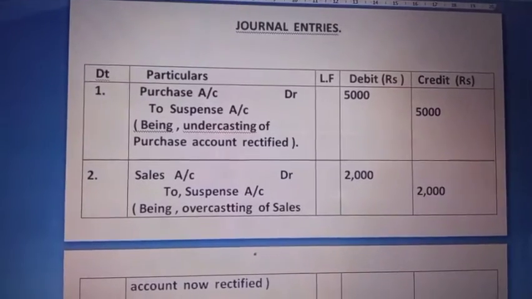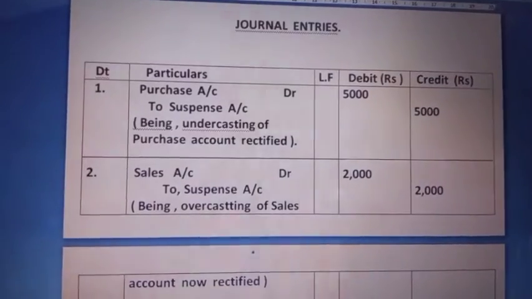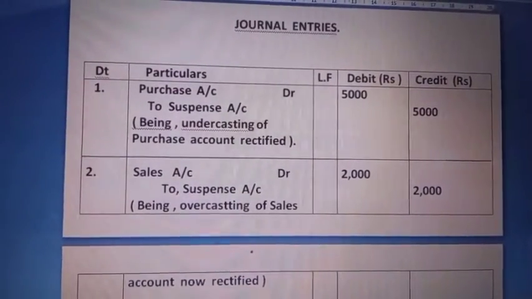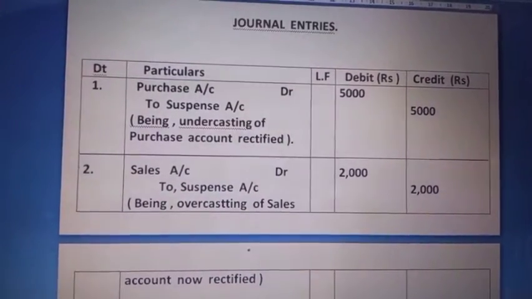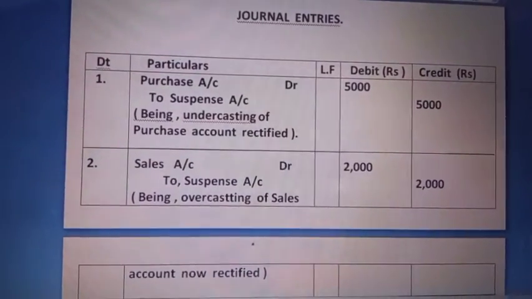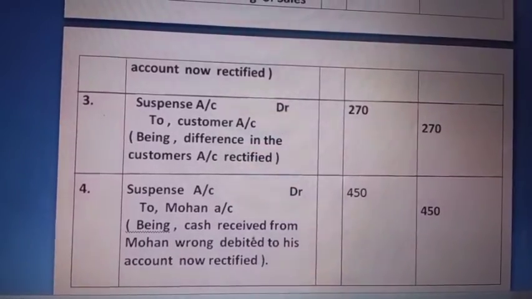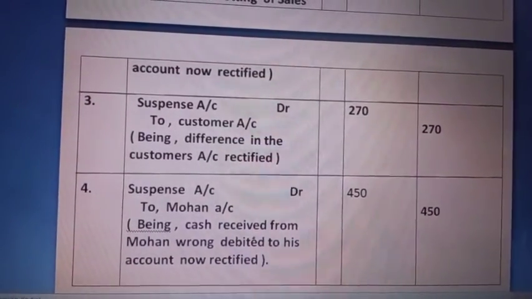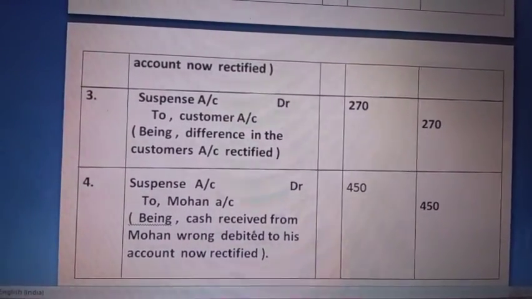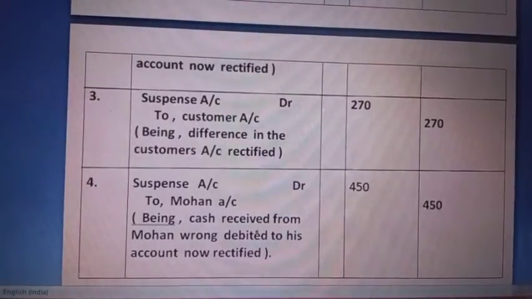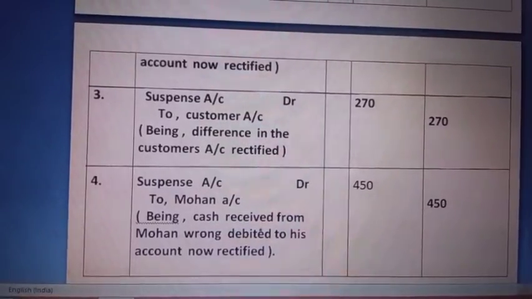So we have written it as a rectifying entry: purchase account debit to suspense account 5000. Then number 2: the sales book was overcast, so it was running in excess, so we have to decrease it. Since it is sales, it will be debited: sales account debit to suspense account. Now number 3: the customer's account was debited by mistake, so in that place we have to use suspense account debit to customer's account. And the last one: since Mohan account was debited, in the rectifying entry we have to use suspense account debit to Mohan account.